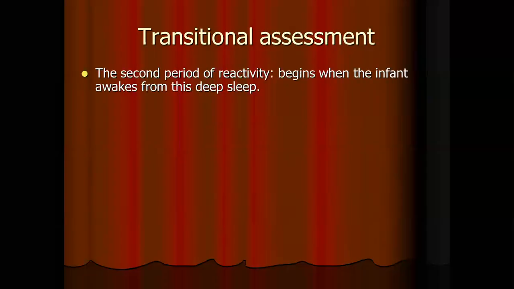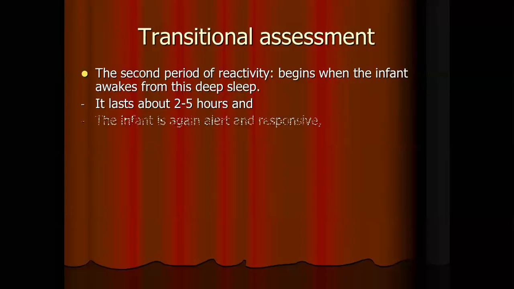The second period of reactivity begins when the infant awakes from deep sleep, after the first complete feeding. After the feeding, the child goes to sleep, and after the sleep cycle is completed, the child wakes up for the second cycle. This lasts 2 to 5 hours. The infant is again alert and responsive.